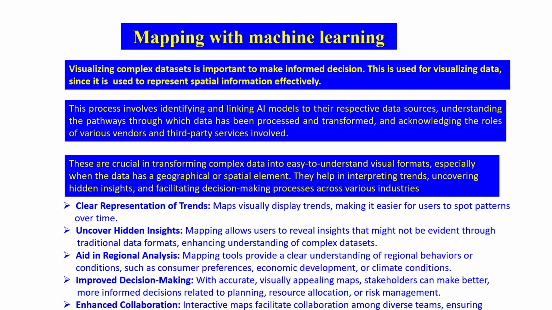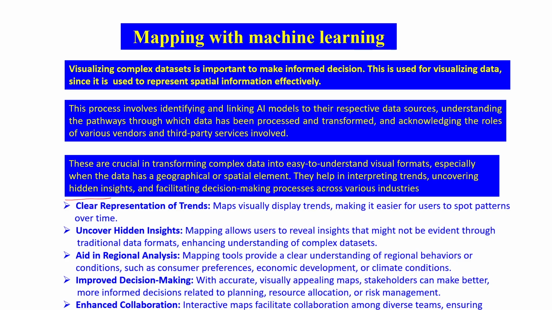So, you identify and link the data with the AI models, and understand the pathways through which the data has been processed, transformed and visualized. That is what is done in mapping. This is very crucial in transforming complex data into easy to understand visual formats, like plotting of data, geographical or spatial elements. This helps in interpreting trends, uncovering hidden insights, and in many cases facilitating decision making processes across various industries. That is why mapping is so important.